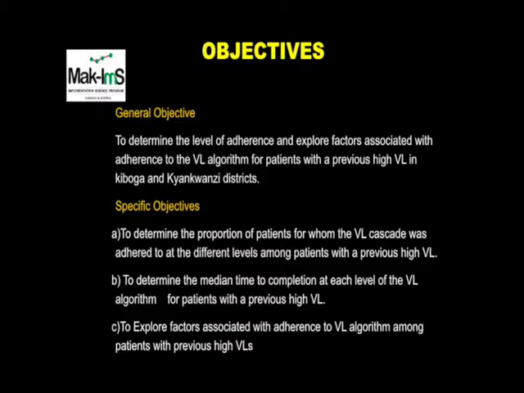But I'll look at how the timelines have been kept for each. Then to determine the median time to completion at each level of the viral load algorithm for the patients with a previous viral load. So if we say that they should be counseled within 1 month, then repeat at 2 months, repeat at 3 months, what is exactly happening in practice? What's the median time to completion of these activities? And to explore the factors associated with adherence of the viral load algorithm among patients with previous high viral loads.